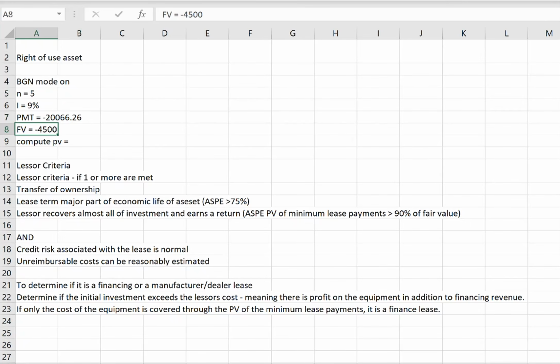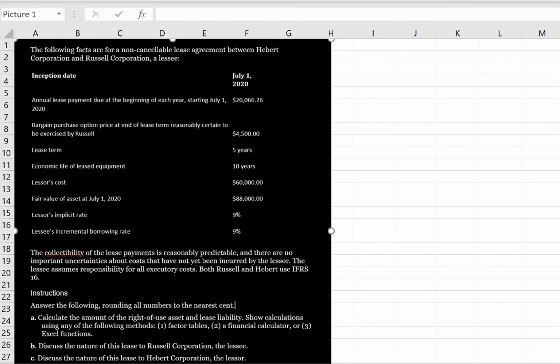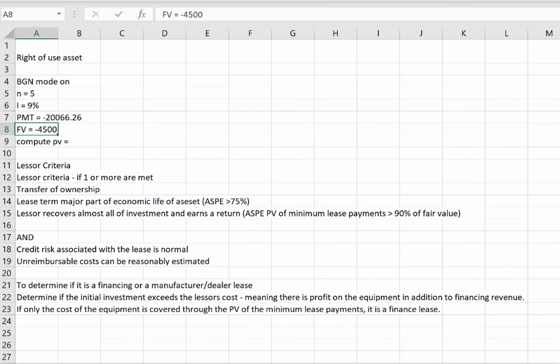And this negative $4,500 as the future value is the bargain purchase option in the question. You can see here it says there's a bargain purchase option at the end of the lease term, reasonably certain to be exercised. So what's going to happen for the lessee is at the end of 5 years, they're going to need to make one final cash outflow of $4,500 to obtain the rights to the title to the equipment. So the way we do that for our present value calculation is we put that in as a payment at the end of the lease. So at the end of the lease in the future, we're going to pay out $4,500, and that's why it's negative.